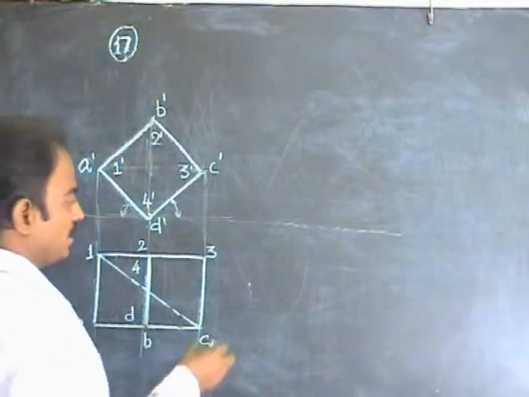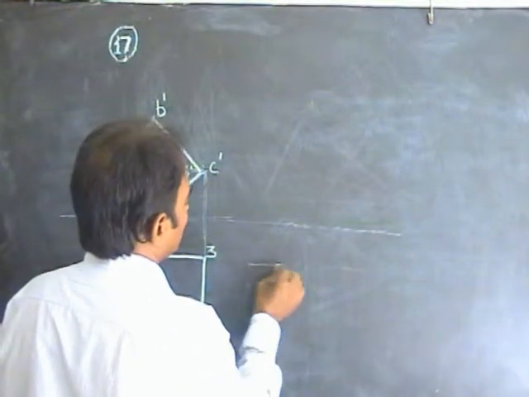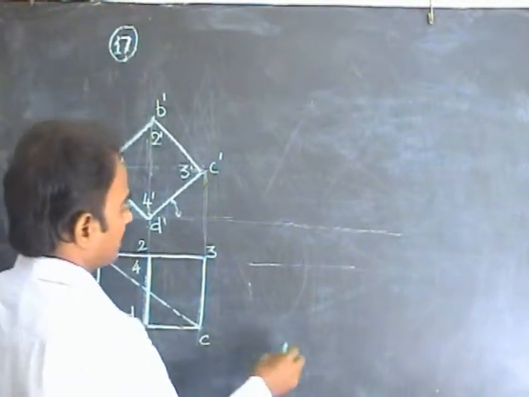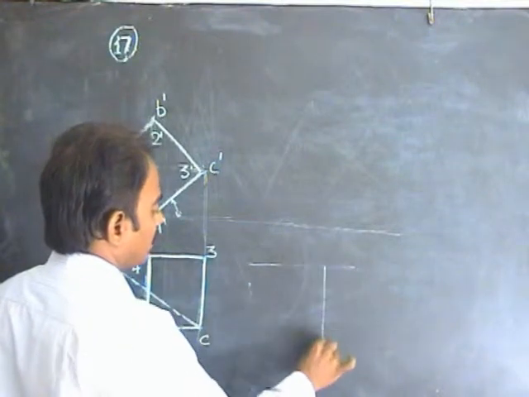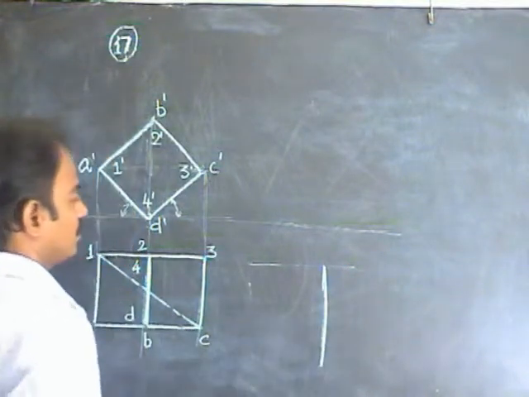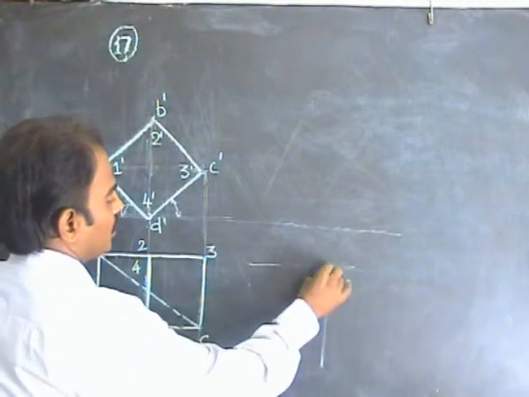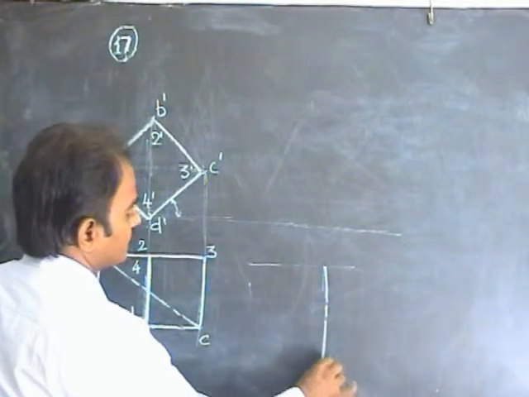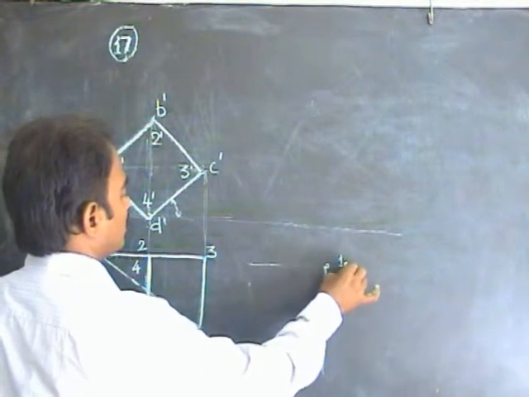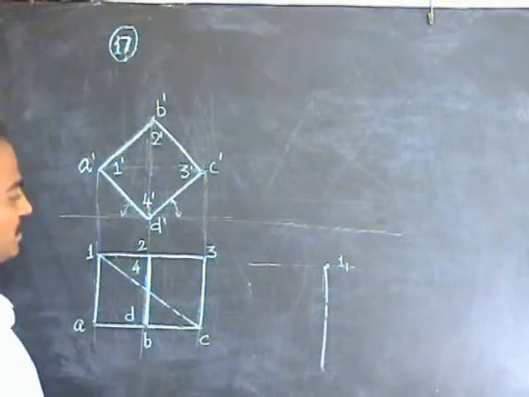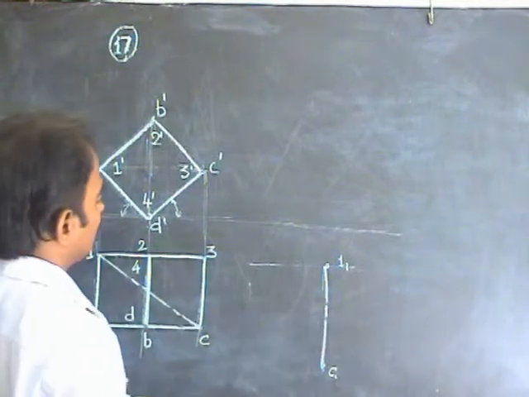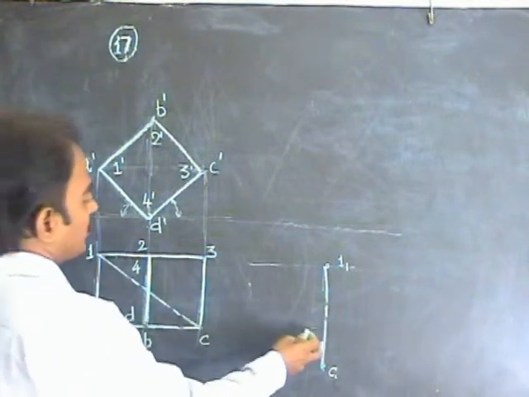Now we have to make the solid in such a way that this longer side 1C is vertical. So draw one vertical line. This vertical line is the longer diagonal, the solid diagonal. Take one point as 1 suffix 1, the other point as C suffix 1. Try to rearrange this rectangle in this fashion.